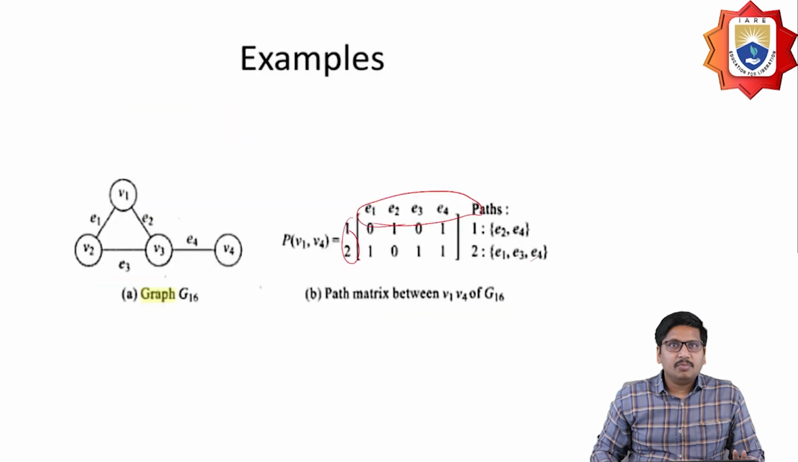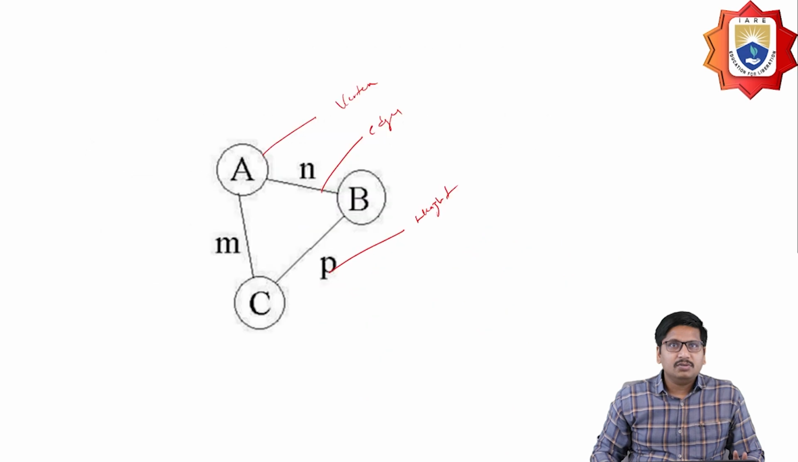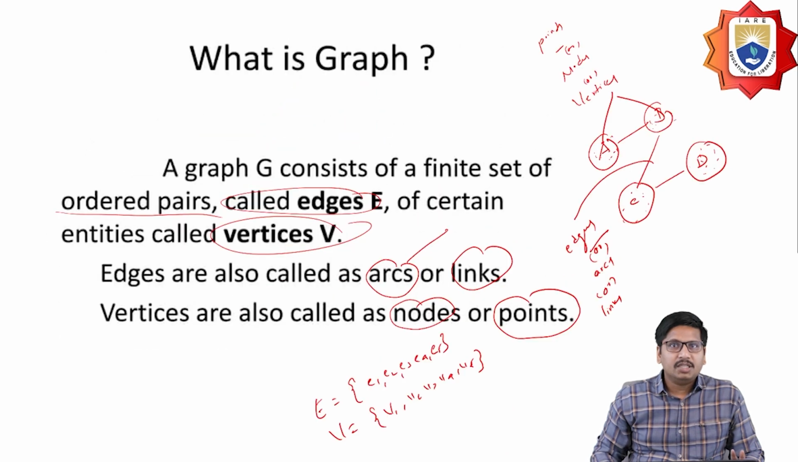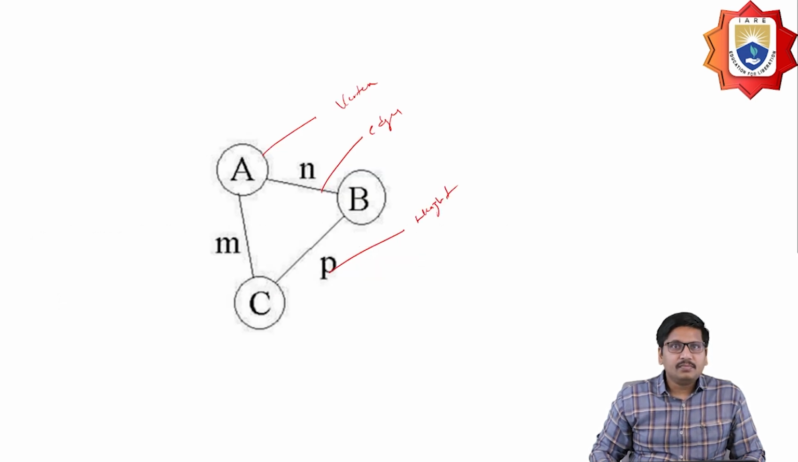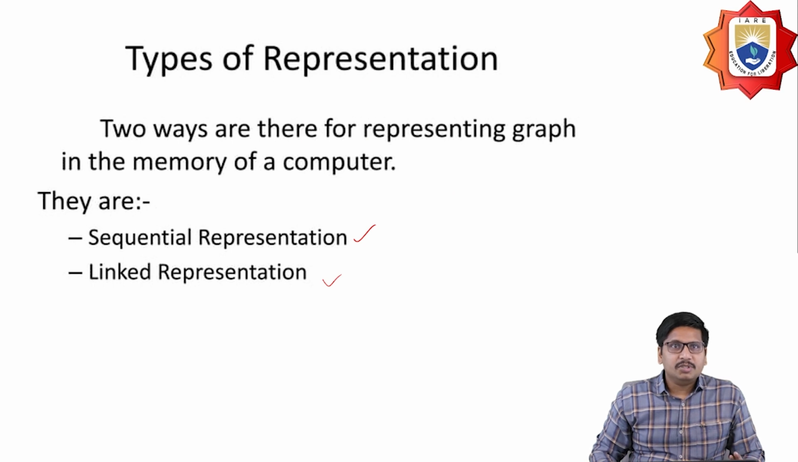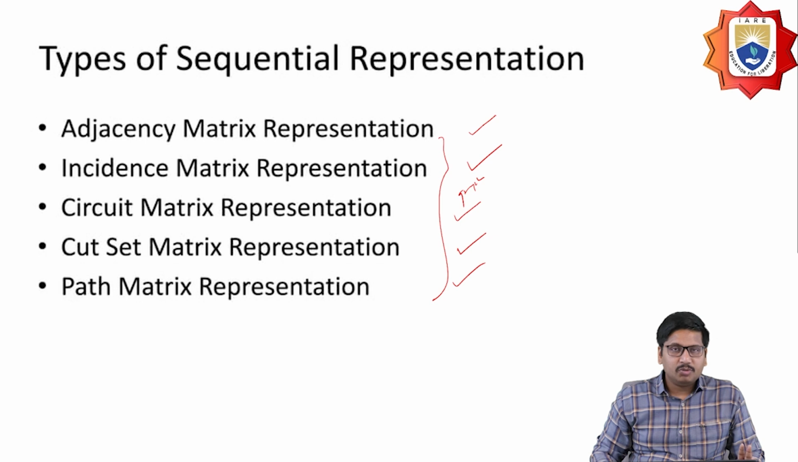So these are some of the types of representations of the graph. The graph is nothing but a set of vertices and edges, and it is represented as a set of V comma E, where V is a set of vertices and E is a set of edges. There are two types of representation: sequential and linked list representation. Sequential means we are able to represent the graph in the form of a matrix, and linked list means we represent it by making use of a linked list.